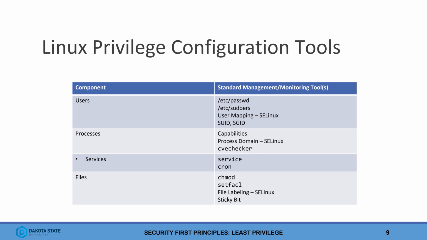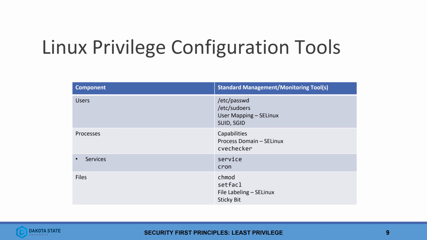For processes, Linux capabilities are a feature of the Linux kernel that allows for more precise control over the privileges of individual processes. You can also use the process domain in SELinux to configure them, or you can run CVE checker to see if there are potential CVEs open on processes that are running and if you need to update them to resolve that. For services, you can use the service utility to start and stop services, as well as check to see what are running and what are not.